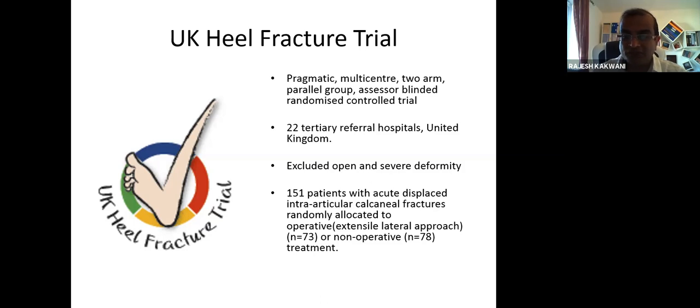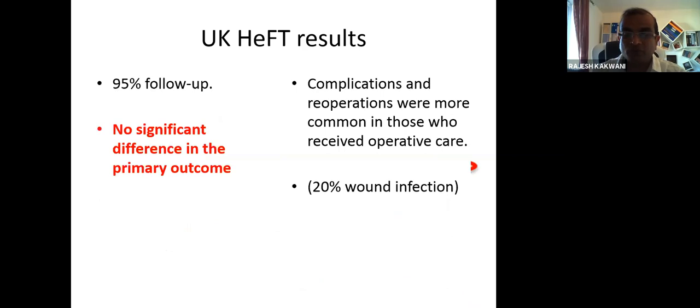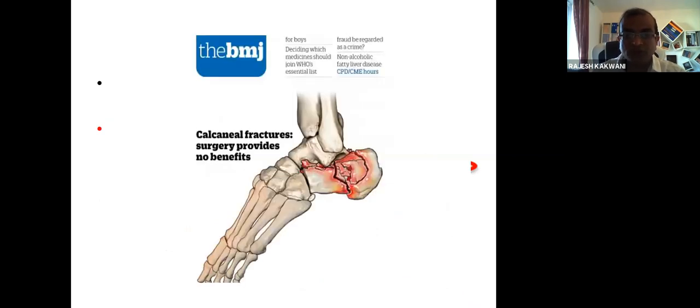They had 151 patients randomized into the two groups, and they found that there was no difference in the primary outcomes after operative or non-operative management. They had a fantastic follow-up of 95%. They found that the complications were much higher and reoperations were more common in those who were operated on. There was a high rate of wound complications, 20%. This made the headlines in BMJ, where it said surgery provides no benefits to calcaneal fractures.